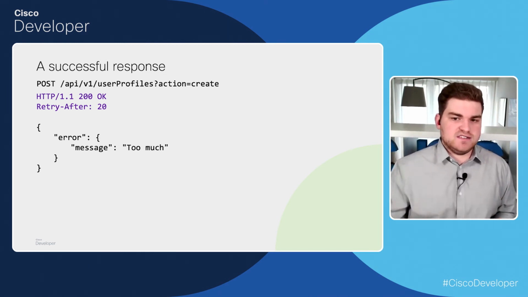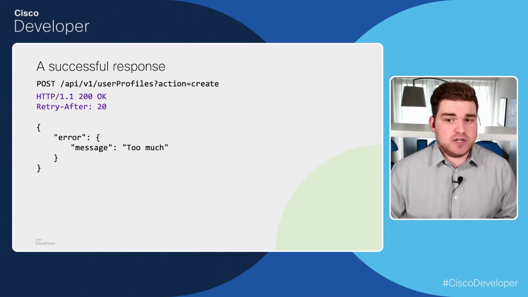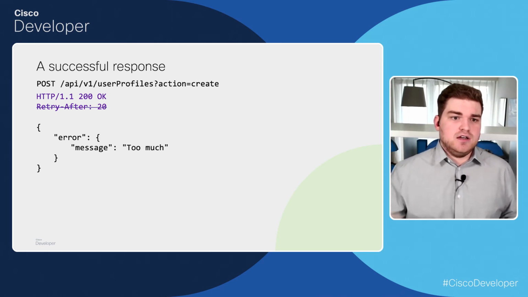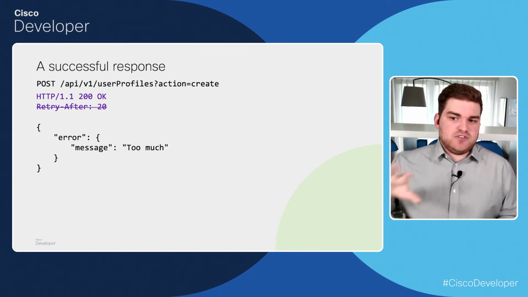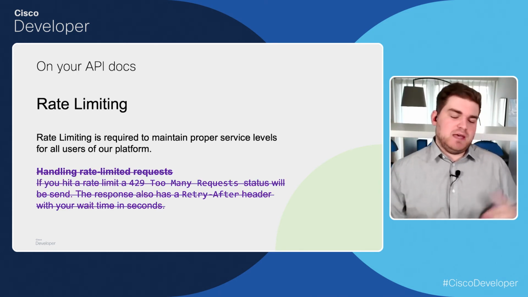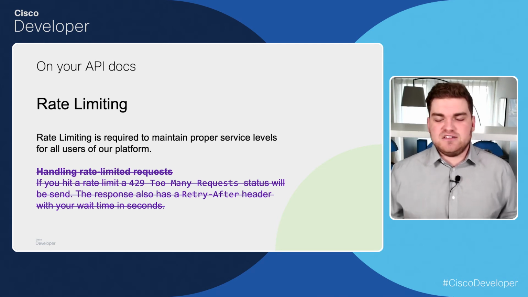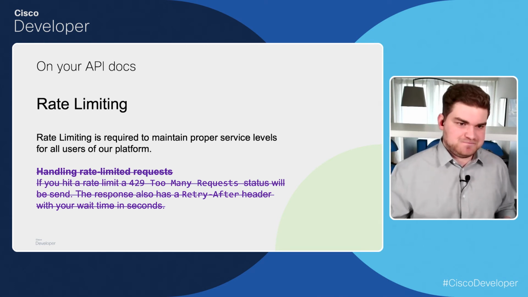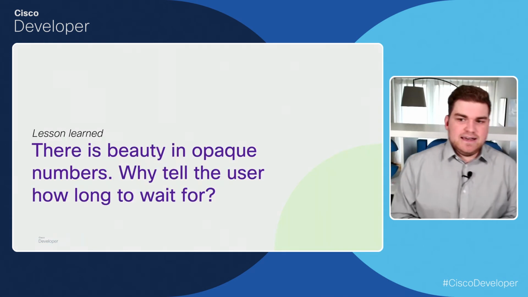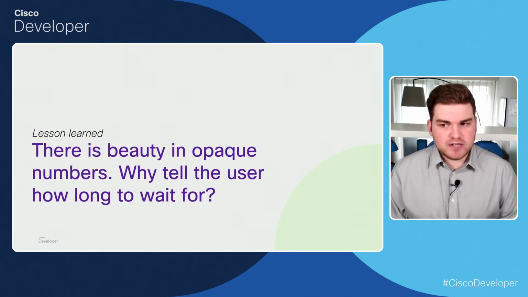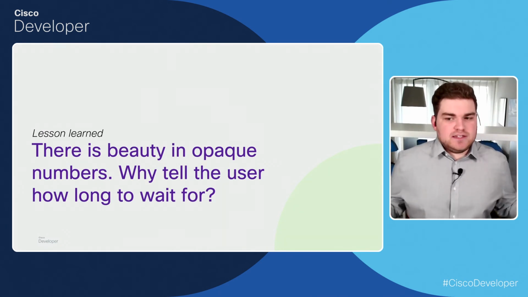And we don't want easy, so we're definitely going to get rid of that Retry-After header. And we're also getting rid of that section in the docs, or maybe we're not getting rid of this section in the docs, depending on how inconsistent your docs should be. So lesson learned here: there's beauty in opaque numbers. Why tell the user how long to wait?